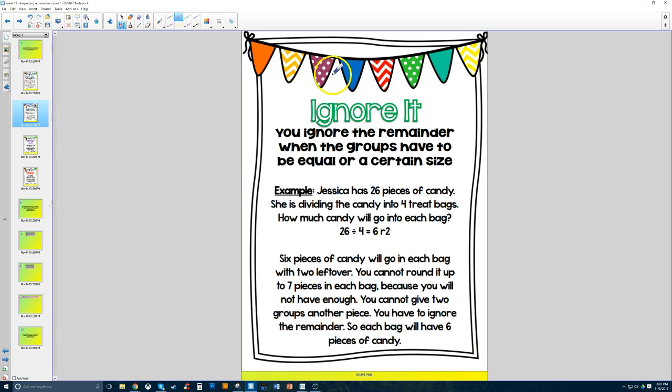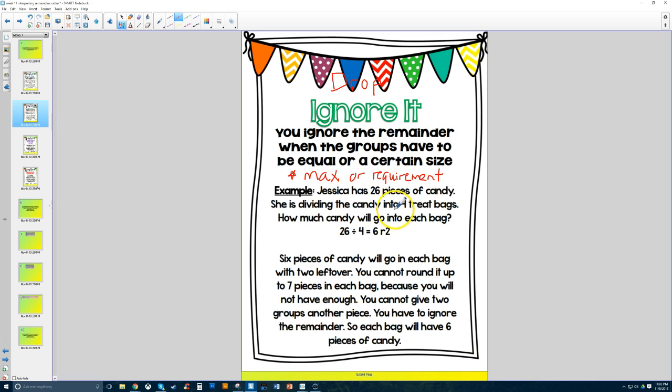This is ignore it, also known as drop it. They both mean the exact same thing. It says you ignore the remainder when the groups have to be equal or a certain size. In other words, there's a maximum or a requirement. So I'm just going to write max or requirement involved. In other words, rounding up would not work, and neither would share it. So let's take a look at an example of when you might need to drop the remainder or ignore the remainder, or essentially just kind of like throw it away.